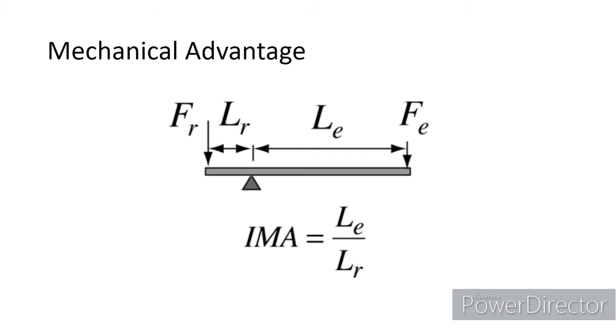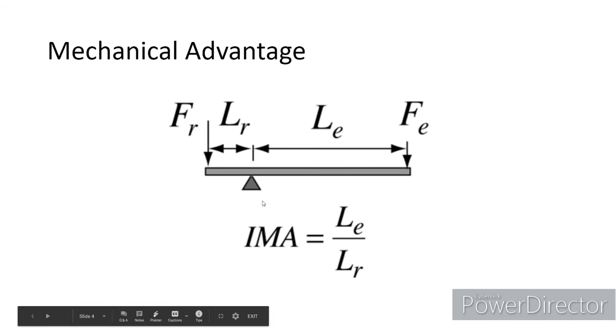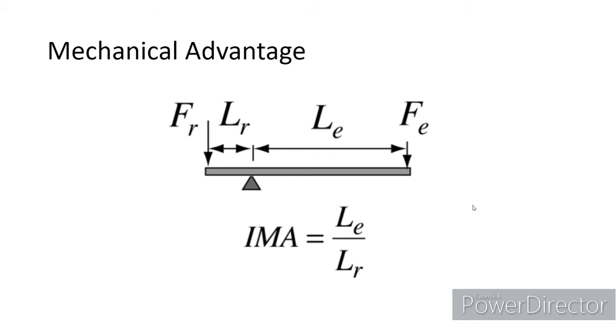And so the distance from the fulcrum to the effort and the resistance is how we calculate our ideal mechanical advantage. So we see here from the equation that the ideal mechanical advantage for any lever is the length or the distance from the effort to the fulcrum over the distance or the length from the resistance to the fulcrum. And that's how we calculate ideal mechanical advantage.